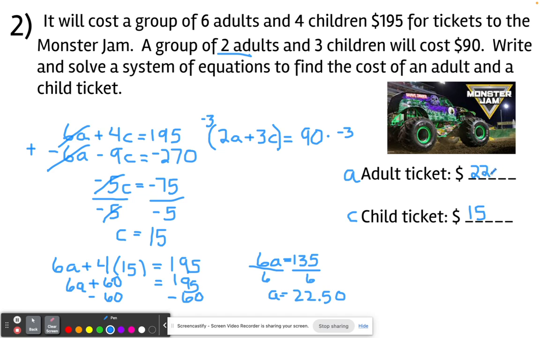It's not a bad idea to go back to your original problem and see if the other equation, since I used this one to solve it, works in this one. Well, 2 times $22.50 is $45, plus 3 child tickets at $15 each. 3 times 15 is 45. Does 45 plus 45 equal 90? It absolutely does. So just doing a quick check can verify that I have the correct price for both of the tickets.